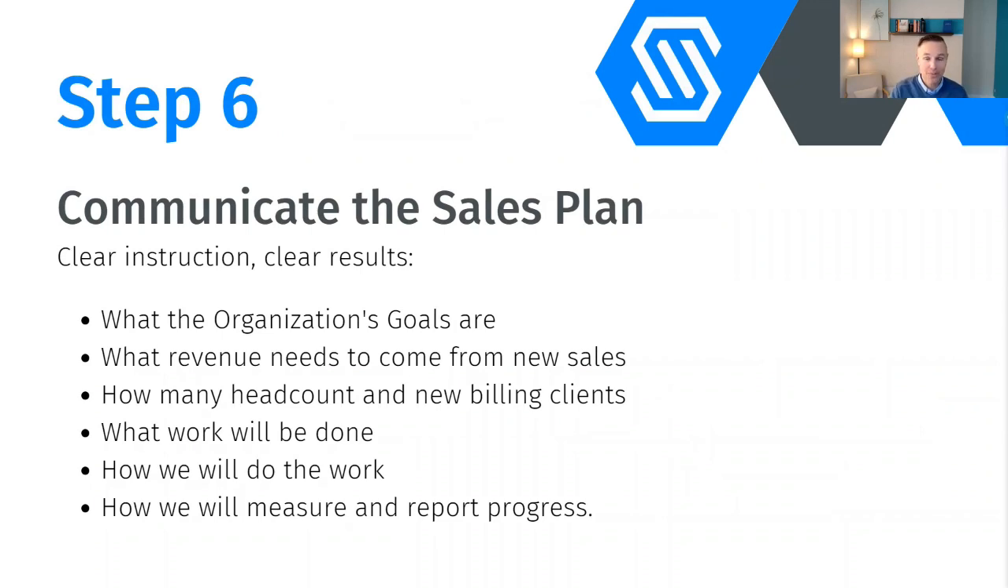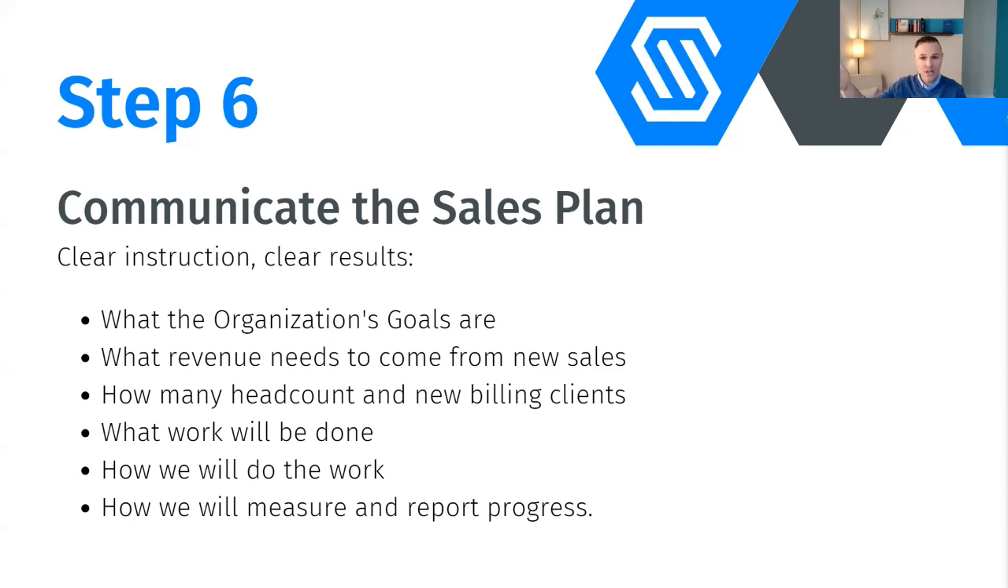Now, once you build the plan, step 6 of our 8-step process here is communicate the sales plan. A lot of times people fall down on the communication step, and you don't actually share the information that's relevant, or you don't share it in a way that is clear. You have to understand that clear instructions get clear results. If you want clear results, give clear instructions, right? So if you're going to communicate this, you need to share what the organization's goals are, right? What revenue needs to come from new sales? We talked about that, the organization's going to grow.